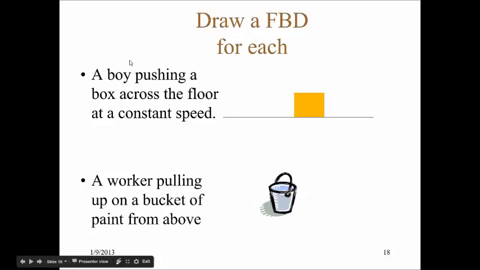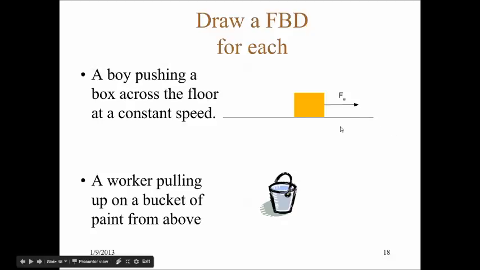So to draw these, let's try these. You should try these in your notes. You can pause the video while you do that. So we have this boy pushing the box across the floor. Notice we don't draw the boy in there. We just draw a rectangle to indicate it's a box. It's at a constant speed. So we have an applied force because the boy is pushing.